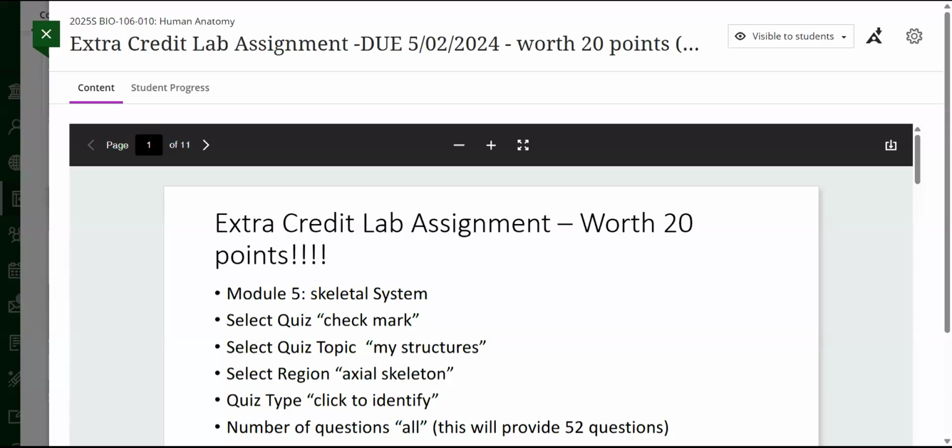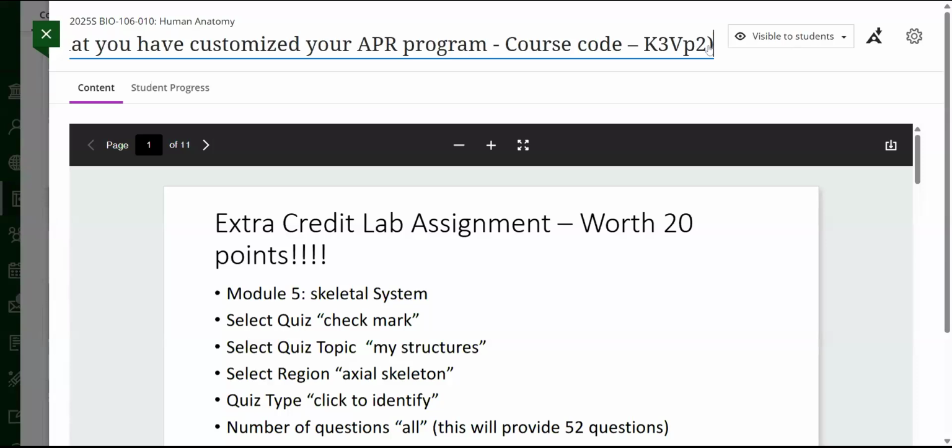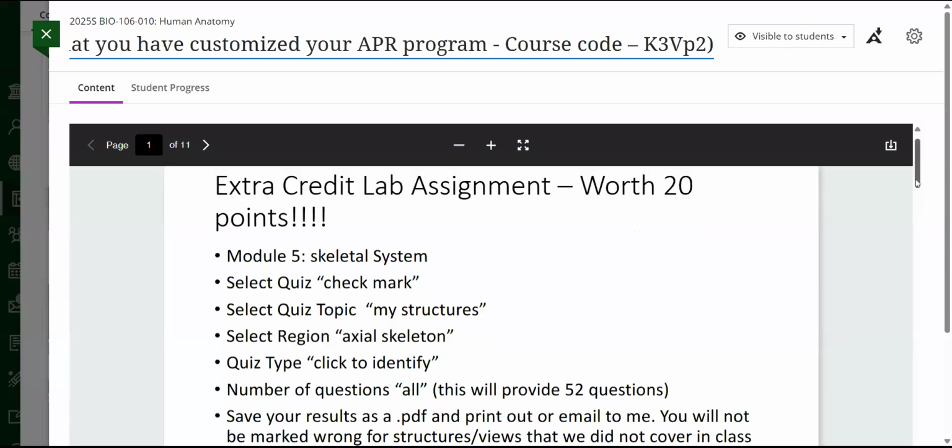Here are some instructions on how to complete your extra credit lab assignment for Unit 3. When you get into the APR program, you're going to have to make sure that you have customized your program, and that can be done by adding the course code through K3VP2. You probably did this at the beginning of the semester. Let's go through the assignment.